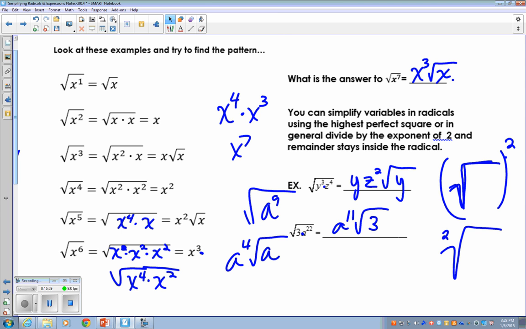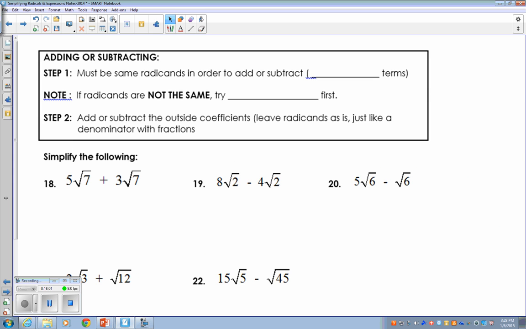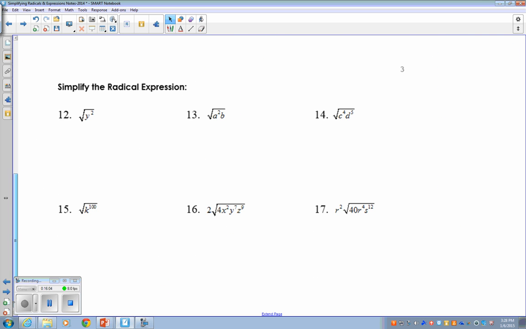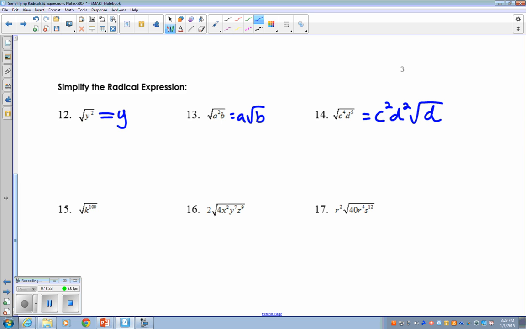We're going to keep on practicing. Let's go to the next page. All right, so think about this. Square root of y to the second. That's just y. 2 can go into 2 one time. Now I'm going to do each one. A squared b. It'll be a square root of b. B stays inside. C squared, d squared, and then d inside. 2 can go into 5 two times with the remainder of 1. The 1 remainder stays inside.